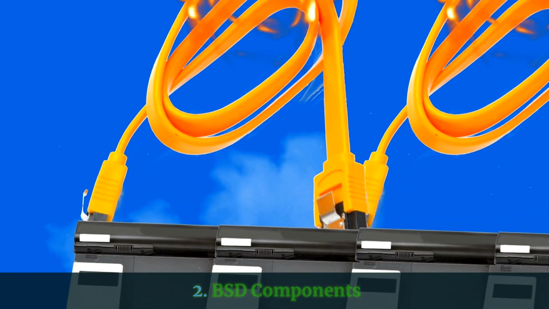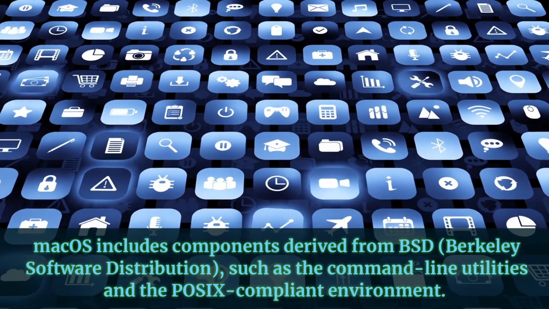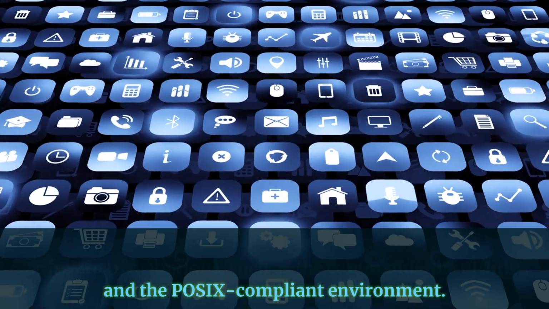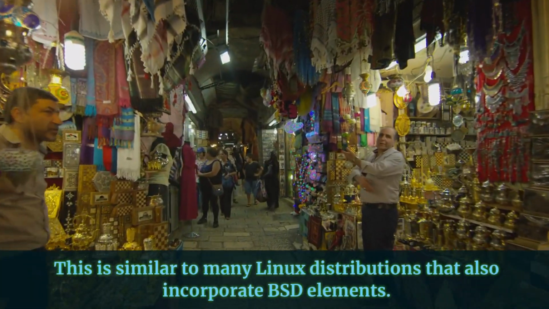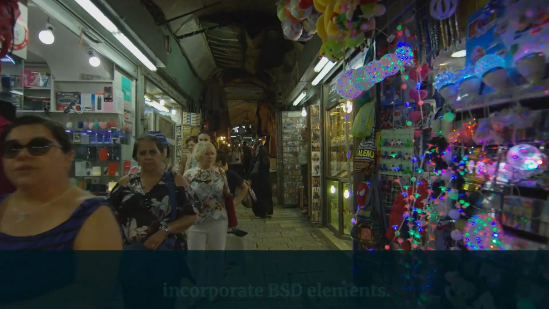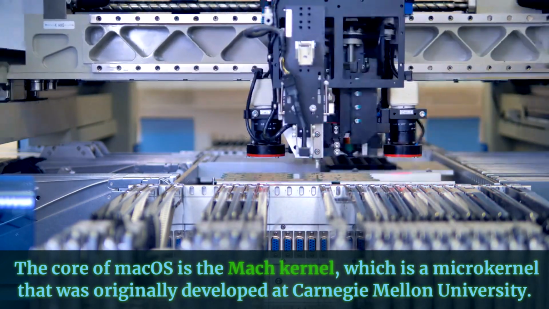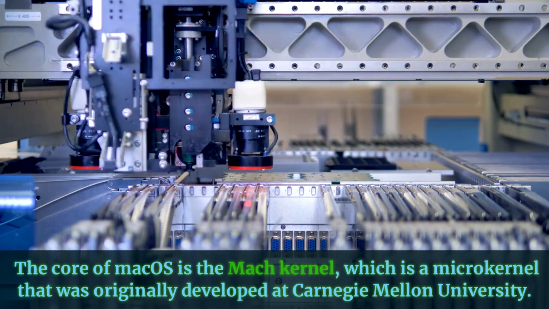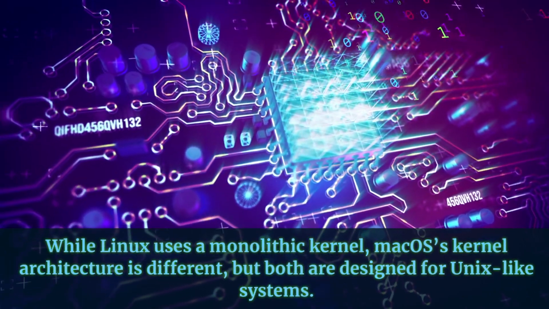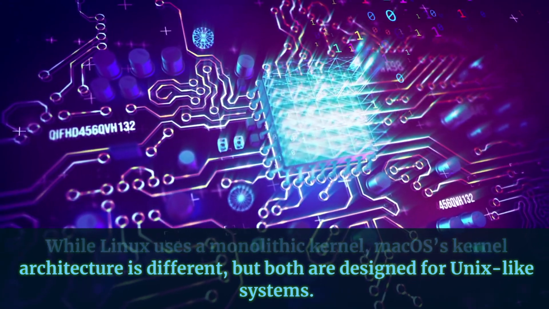2. BSD components. macOS includes components derived from BSD, Berkeley Software Distribution, such as the command line utilities and the POSIX-compliant environment. This is similar to many Linux distributions that also incorporate BSD elements. 3. Mach kernel. The core of macOS is the Mach kernel, which is a microkernel that was originally developed at Carnegie Mellon University. While Linux uses a monolithic kernel, macOS's kernel architecture is different, but both are designed for Unix-like systems.